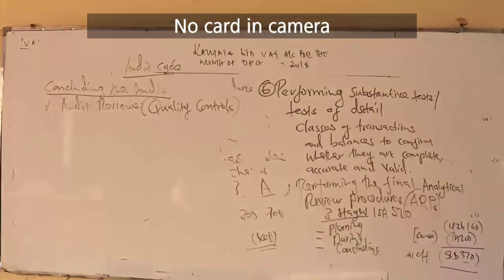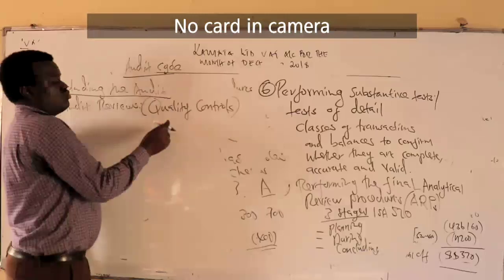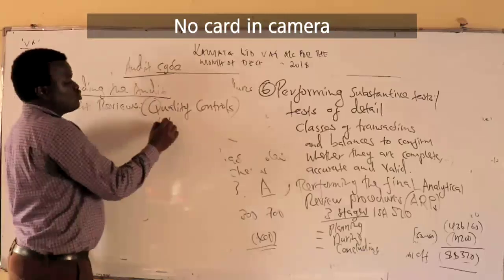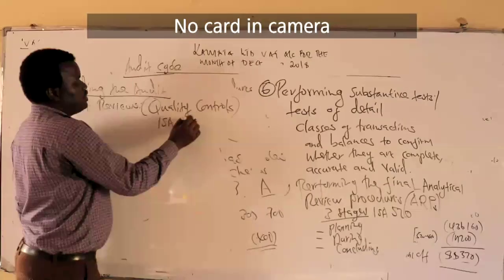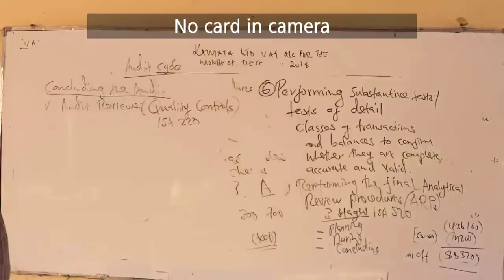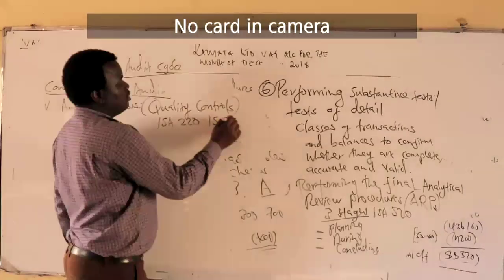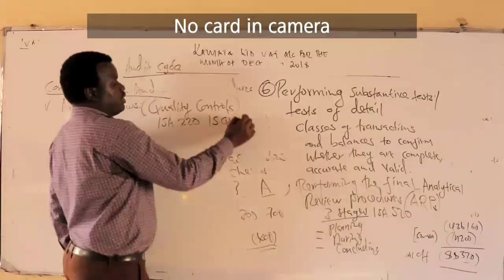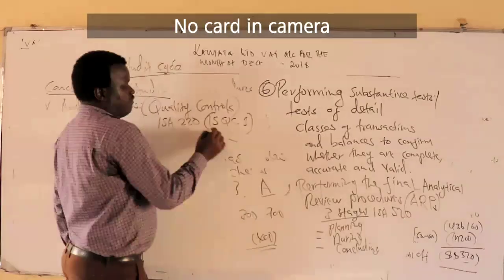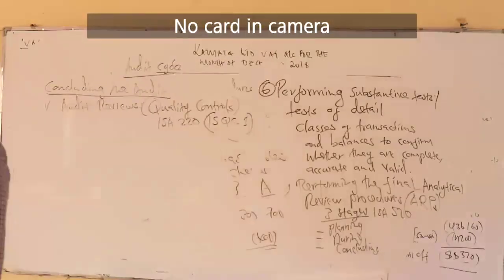Now here, on the quality controls, you follow ISA 220, the International Standard on Auditing 220, in conjunction with ISQC 1, the International Standard on Quality Control 1. That's a very important component we shall also be discussing in this class. There's a topic for quality control when it comes to engagement review assignments.